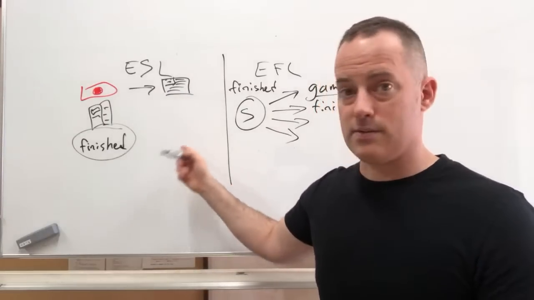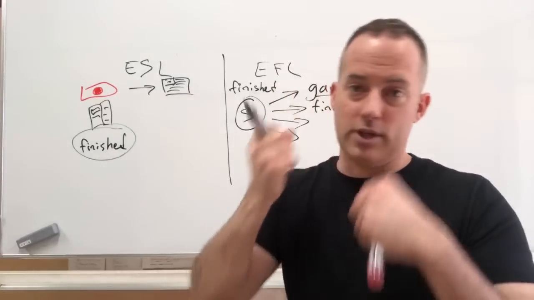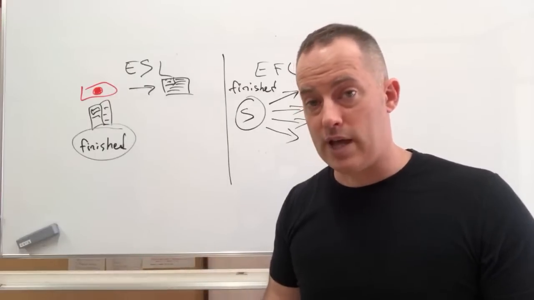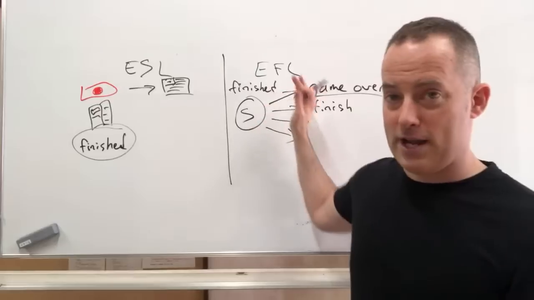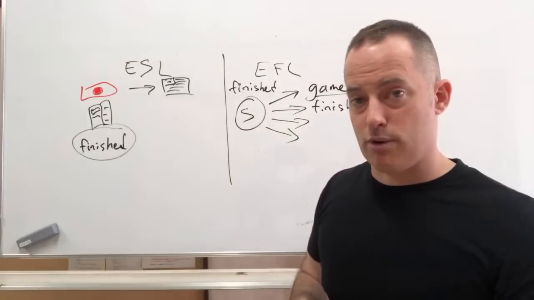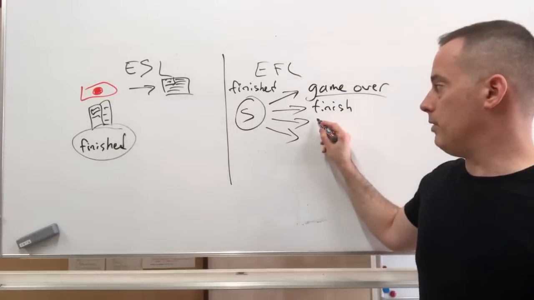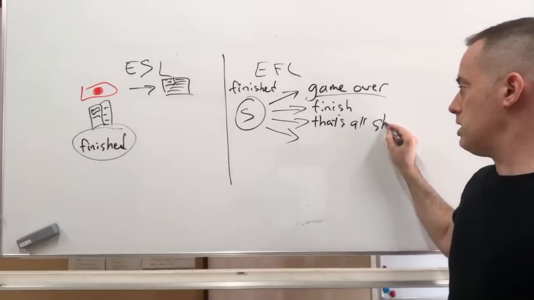Or the class is finished. Or, you know, that boxer, he got really badly beaten up. The boxer is finished. So you can use that, but it will be confusing for you when you start trying to go the opposite way of hearing all of these different expressions that natives actually use. So we've got finish, game over. We might also hear, that's all she wrote.